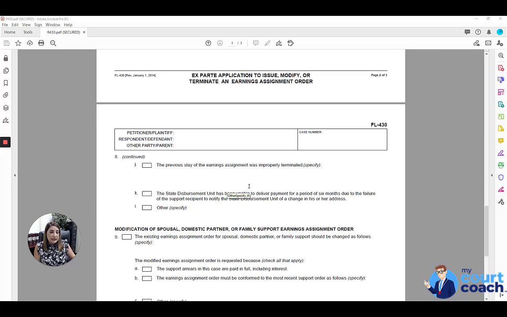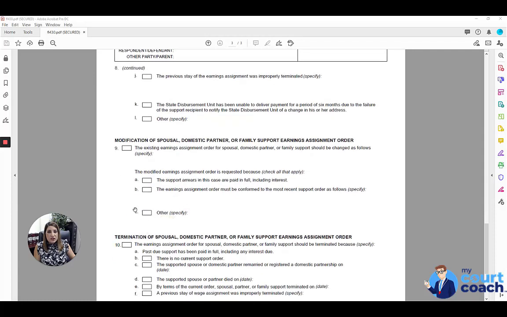That's probably unlikely to happen these days, just because the state disbursement unit usually does a direct deposit on payment. But if that does apply to you, you can mark K. And L would be other, if there's some other explanation for why you think the child support garnishment should be terminated, mark L.